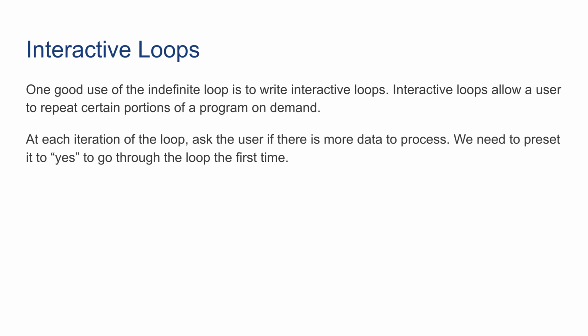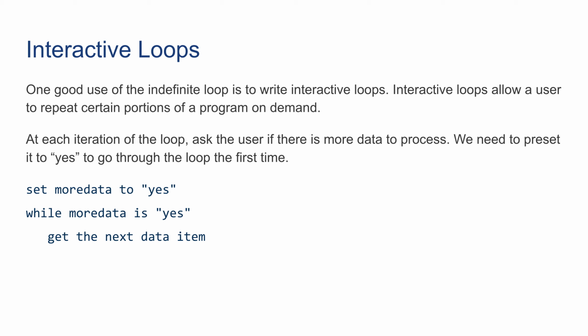At each iteration of the loop, ask the user if there is more data to process. So we need to preset it to yes to go through the loop at least one time. And here's a pseudocode representation of that. We can set more data to yes. And then while more data is yes, get the next data item, process the item, and then ask if there's more data.